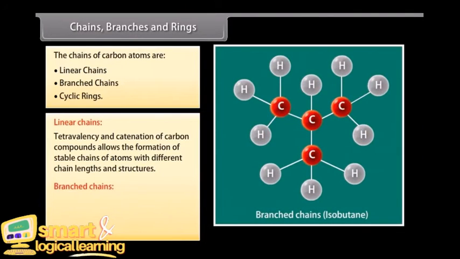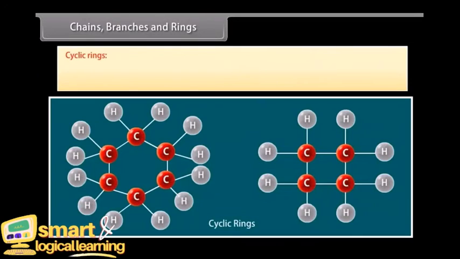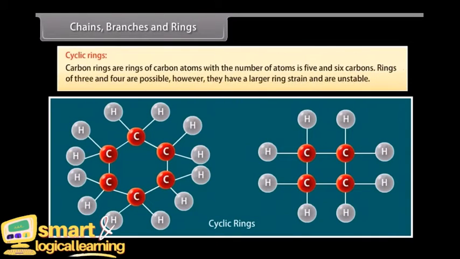Branched chains. Carbon compounds can be branched when the carbon atoms are more than 3. Branched chains give rise to a different structure to the parent alkane. Cyclic rings. Carbon rings are rings of carbon atoms. The number of atoms to form a ring is usually 5 or 6 carbons. Rings of 3 and 4 are possible, however, they have a larger ring strain and are unstable.